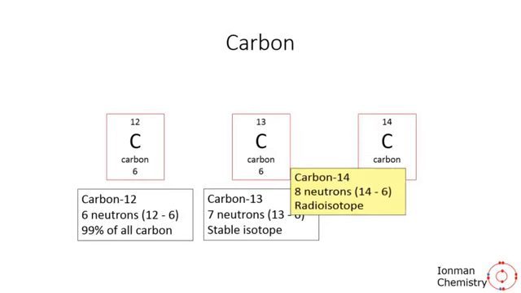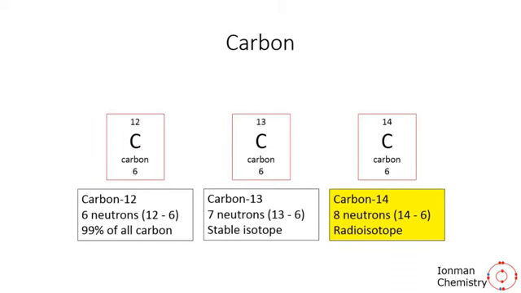And finally, there is carbon-14, which is radioactive. Over about 6,000 years, half of a sample of it will decay to form nitrogen by beta decay, but don't worry about that too much. And that is the third isotope of carbon.